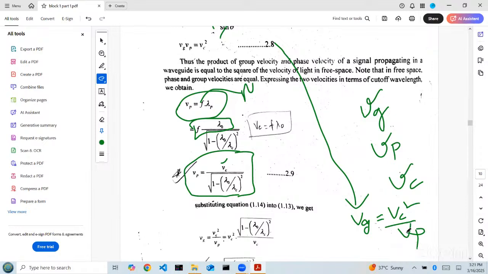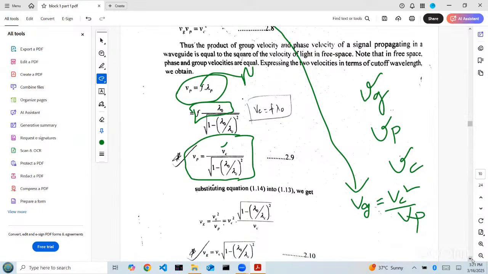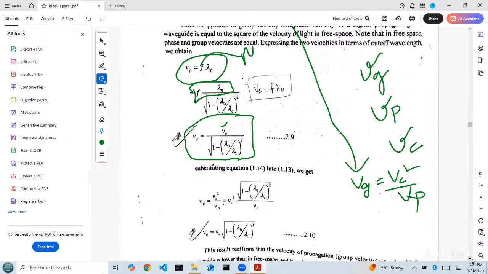Previously, we got Vp. Substitute that one, but it is in the denominator, so the term is reversed, the reciprocal of the term. So we got the group velocity Vg. Is this clear? So two velocities are calculated. What are the two velocities? Group velocity and phase velocity.